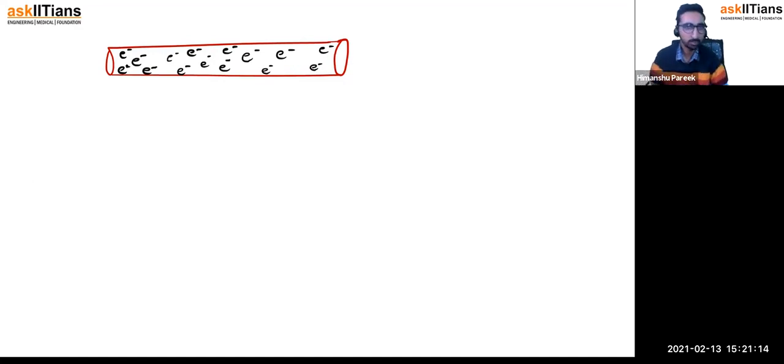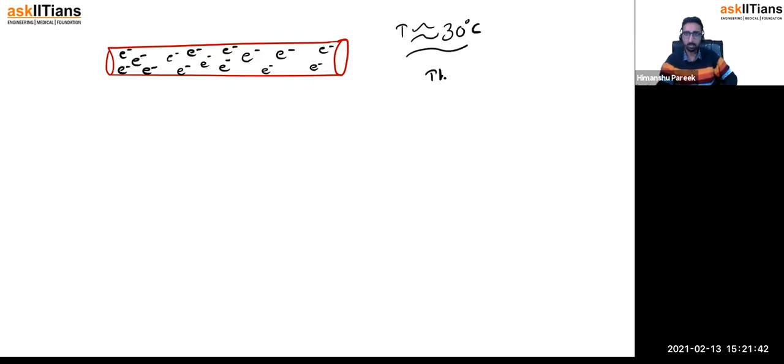So basically, guys, what will happen if you keep the wire in this situation? If this wire is kept at room temperature, these electrons will be in random motion. Now, what do I mean by random motion? Zigzag motion, you can say. Because of the thermal energy, they will have some temperature around 20-30 degrees Celsius. So at room temperature, they will have some thermal energy available.